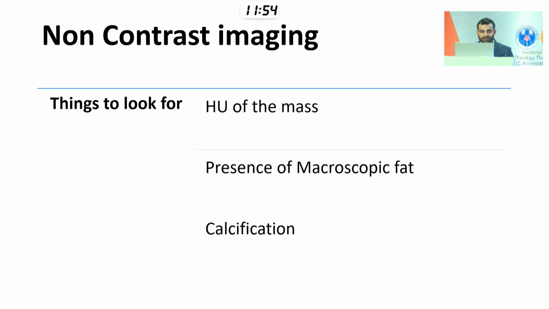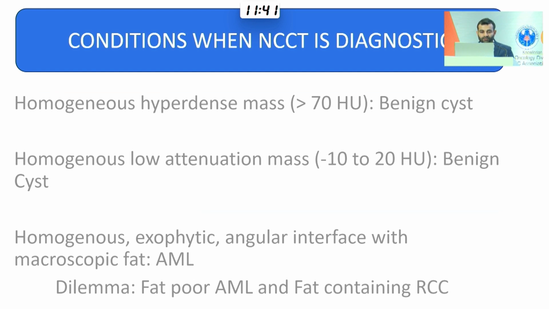So what do we look for in non-contrast imaging? The first thing is we look at the HU, the Hounsfield unit of the mass, and then look for the presence of macroscopic fat, and third, obviously, calcification.